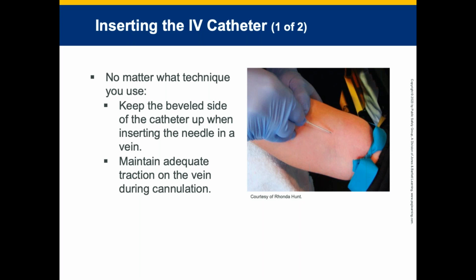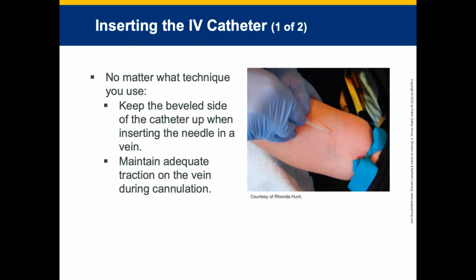You also want to maintain adequate traction on the vein during cannulation. Traction being pulling back on the skin, pulling tight on both sides. This helps stabilize that vein so it doesn't roll on you underneath the skin and you have to do multiple sticks. Our goal is to get IV successes on the first stick because we don't want to keep sticking people over and over and over again. So we want to make sure we get it the first time.